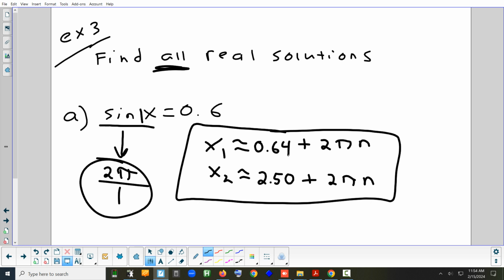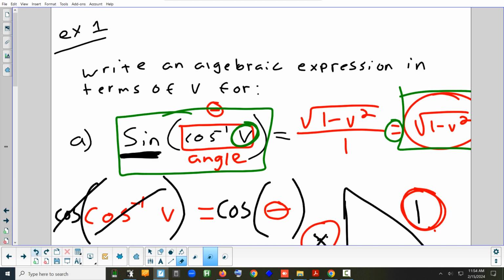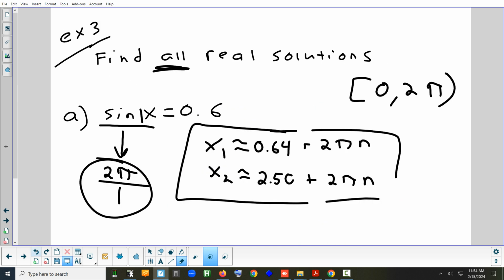And that's how you find all solutions. If the question said, find all the answers, and it said to do this, does that mean they want all the solutions? No. It means they want the ones that you can see between 0 and 2 pi. So if the question said to find those answers, all you would do is write exactly what I have on the board right there, and you'd be done. Okay, but this one did say all. So you got to do it just like we had it right there.